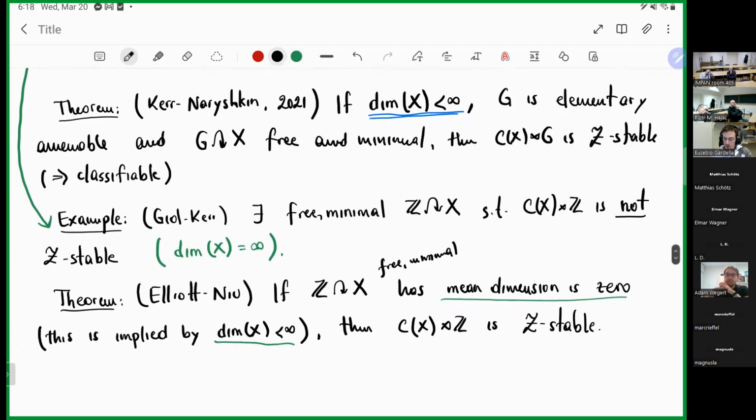This is actually a very interesting connection to topological dynamics. Mean dimension 0, mean dimension in general, was defined by Lindenstrauss in his work in topological dynamics. He didn't have anything with C-star algebras in mind when he looked at it. Perhaps he did not even know much about C-star algebras. So let me tell you what it is.